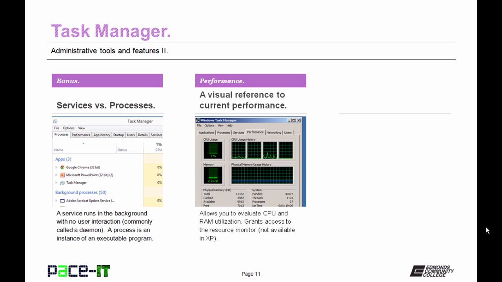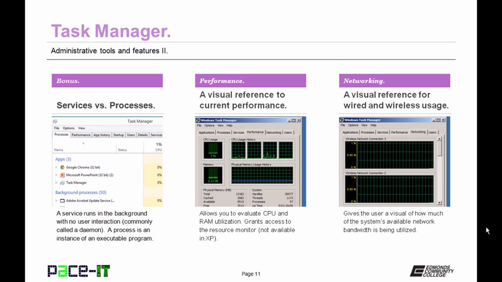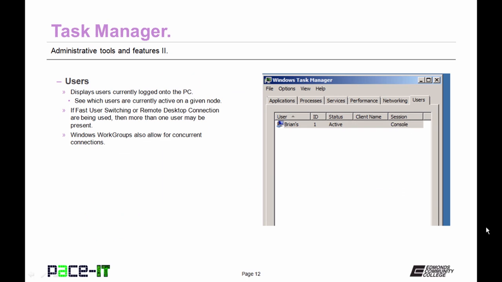The Performance tab shows the administrator a visual reference of current system performance. You can evaluate CPU and RAM utilization from here, and it does grant access to the resource monitor, except in Windows XP. The Networking tab gives the user a visual of how much of the system's available network bandwidth is being utilized. Now let's talk about the Users tab.